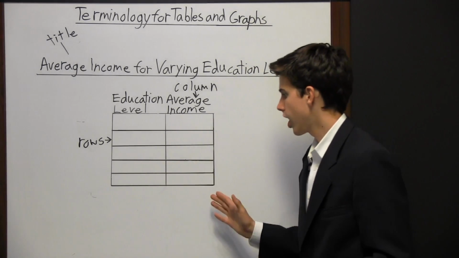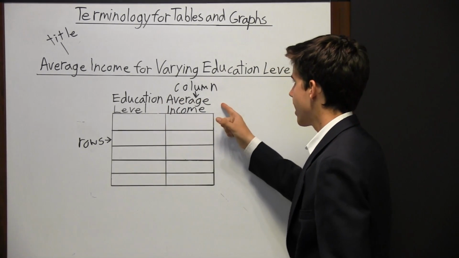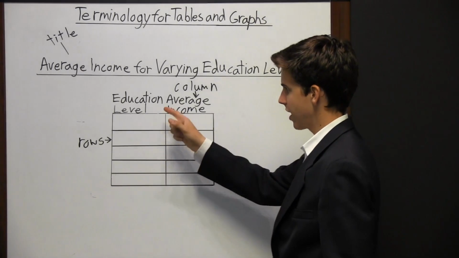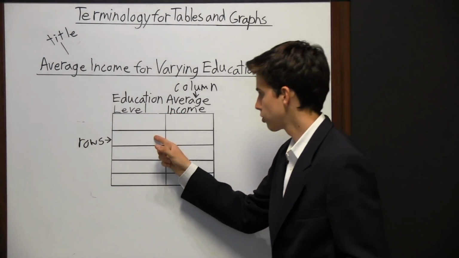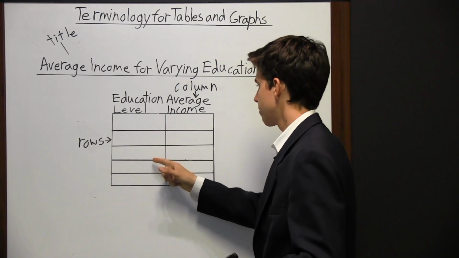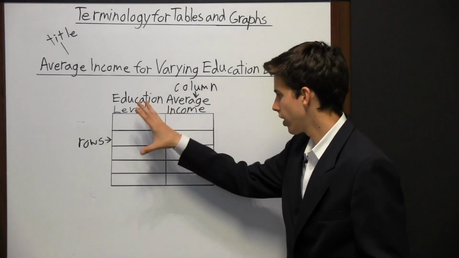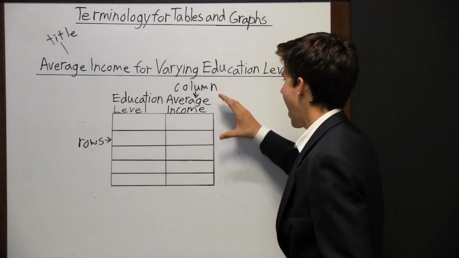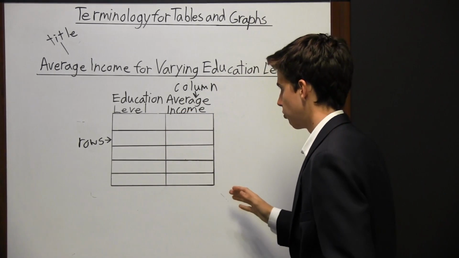And so right here we have 2 columns, and so those columns have to have labels. So we have education level and average income. So here we would have varying education levels, like no high school diploma, bachelor's degree, master's degree, doctorate, as well as associate's programs, whatever you want to put in there. And then you would have the average income to accompany each type of education level.